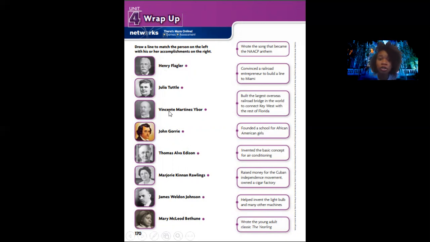So all these people connect here somehow, and this should be really easy because you guys know Henry Flagler. We've read about Ebor earlier in our social studies text. John Gorey was last week, so was Thomas Edison, so was Marjorie Kinnan Rawlings, and then this week is James Weldon Johnson and Mary McLeod Bethune. So this should be pretty easy, quick review.